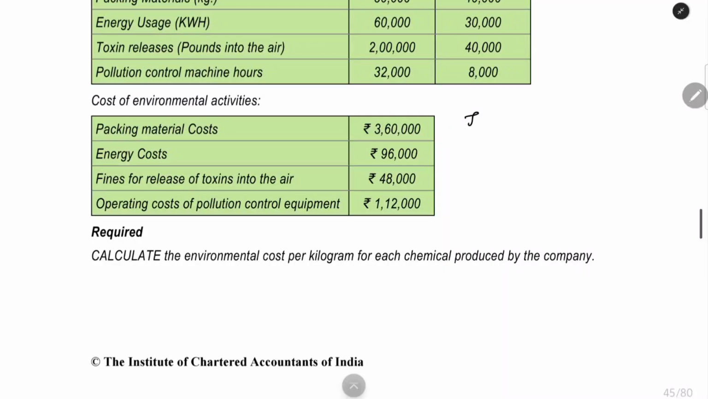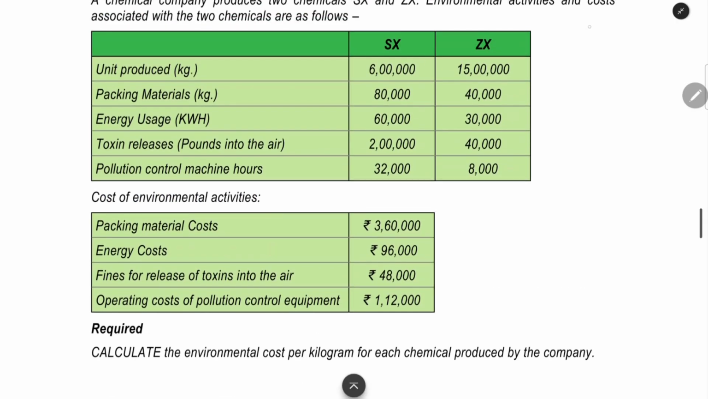Here we are getting the actual cost in rupees. Packing material this much cost, energy this much cost, fines for toxin release this much cost, operating cost of the pollution control equipment. The company has pollution control equipment. For that, how many hours they are operating. For the chemical SX we are operating it for 32,000 hours. For the chemical ZX we are operating it for 8,000 hours. Total cost which we are spending for pollution control equipment operation is 1,12,000.